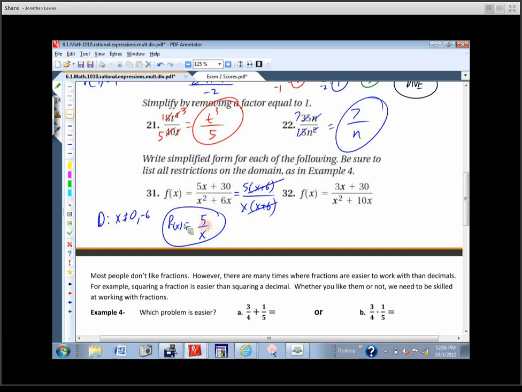There's the simplified version. Here's the domain. You still can't plug these in. Okay, you can see you can't plug in a 0. You can't plug in a negative 6 either because you couldn't plug it into the original one. So you shouldn't be able to plug it into the simplified version.